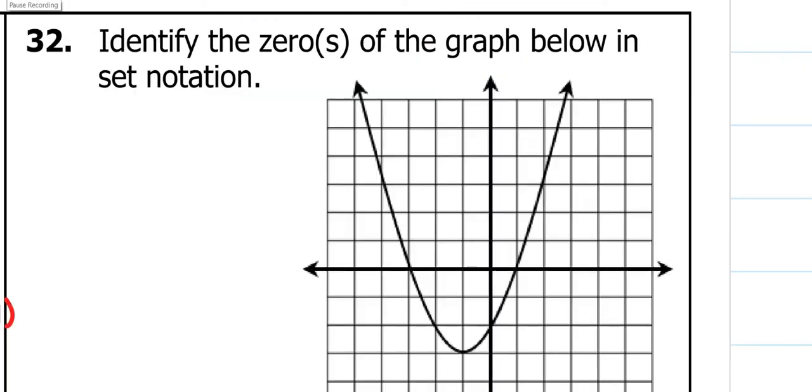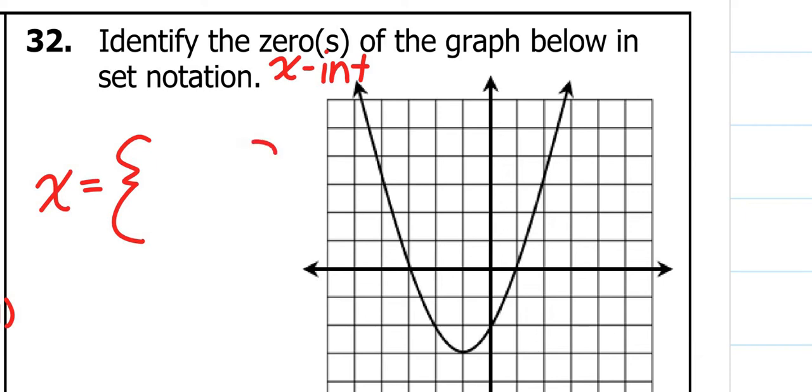Number 32. Identify the zeros of the graph below in set notation. Now, zeros are also known as your x-intercepts. So wherever your graph crosses the x-axis, you're going to identify what that x value is where it crosses the x-axis, and that's called your zero. So we're going to write our answer as x equals, and in set notation, we're going to put the different values of x where the graph crosses the x-axis.